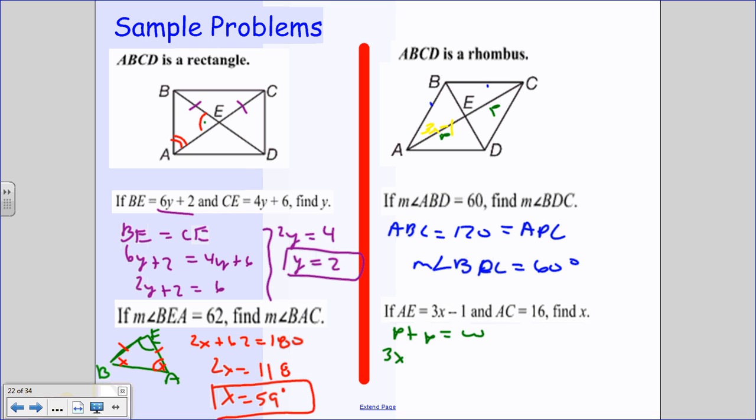So that means 3x minus 1 plus 3x minus 1 is equal to AC, which is 16. So that would be 3x plus 3x, which is 6x. Negative 1 plus negative 1, which is negative 2, equals 16. Add 2 to both sides, you have 6x is equal to 18, and thus x is equal to 3.